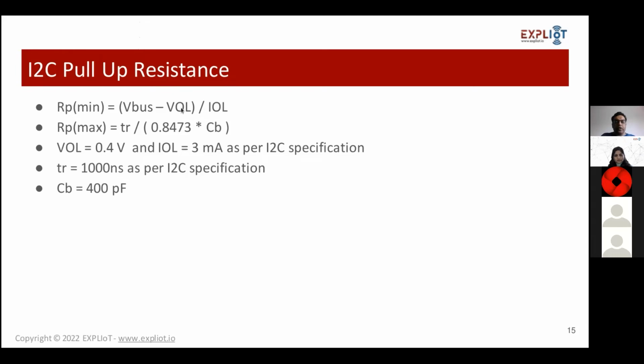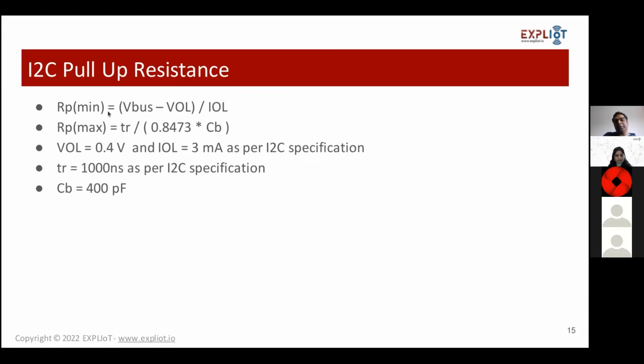Now, this particular voltage, VOL, the low voltage, is practically considered as zero, and this is a load current, initially a very small amount of current. As per the I2C specification, VOL is 0.4 volts and IOL is 3 milliamperes. This is what they mention in their document. The dependency on this current and voltage is much more when we come to the minimum resistance. But what about the maximum resistance? What are the min and max qualities there?